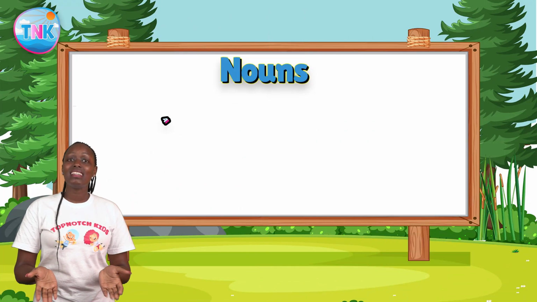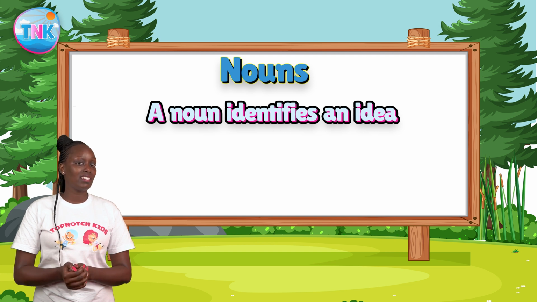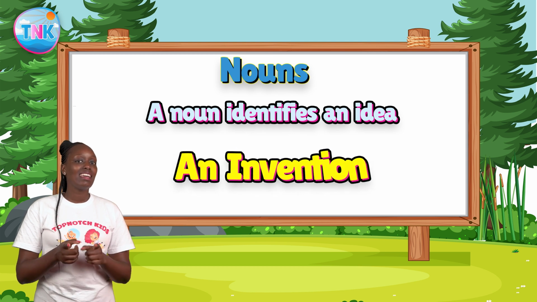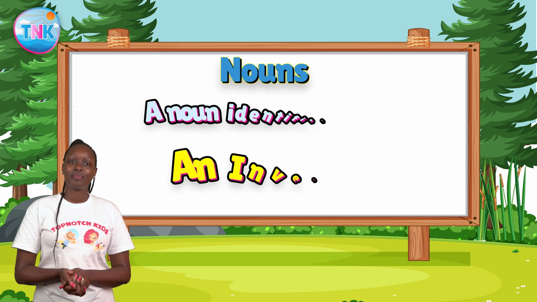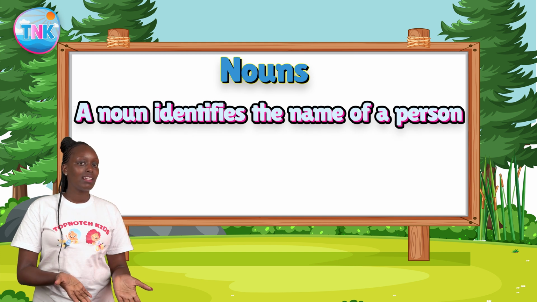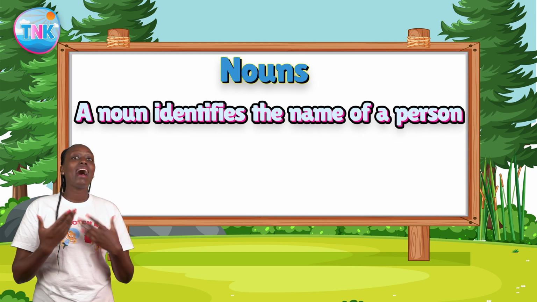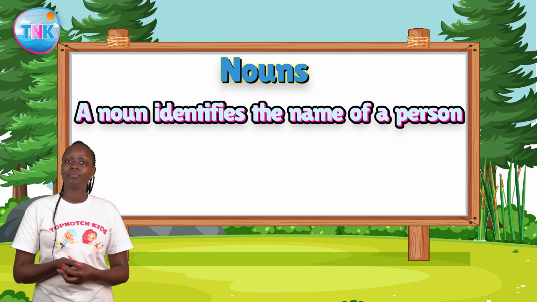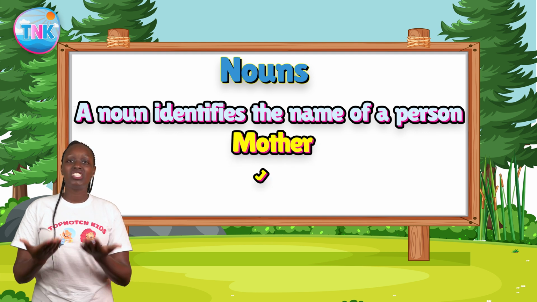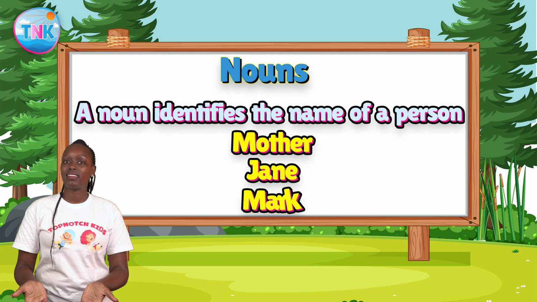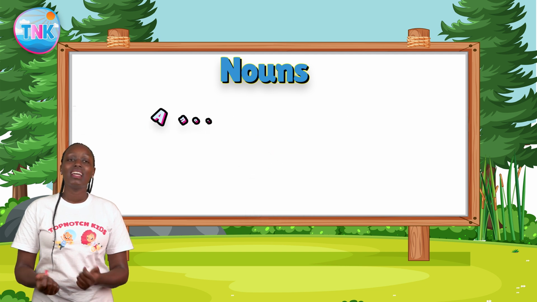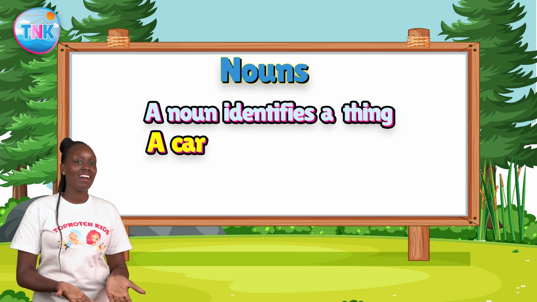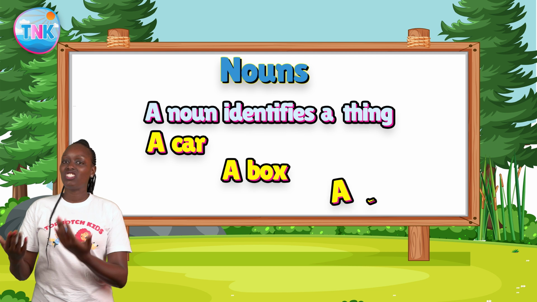A noun is a word that identifies an idea. Example: an invention. A place, for example, a town, or the name of a person: Mother, Jane, or Mark. A thing, example, a car, a box, a jug.